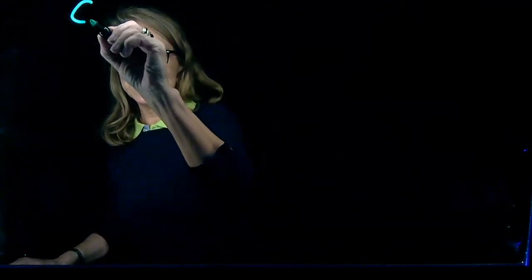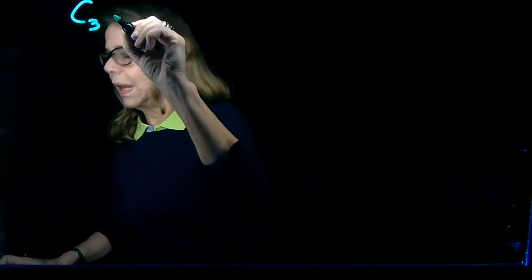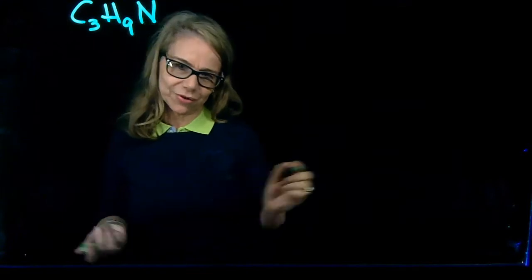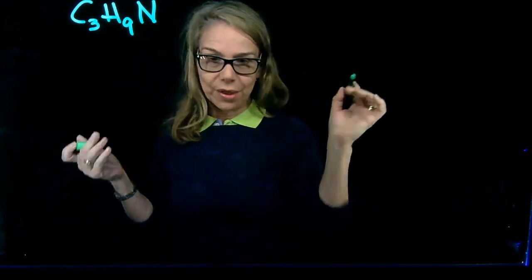We're going to do another example of constitutional isomers. And this time, we're going to be doing isomers sharing the formula C3H9N. So we have one nitrogen. So again, let's start doing combinations of that.